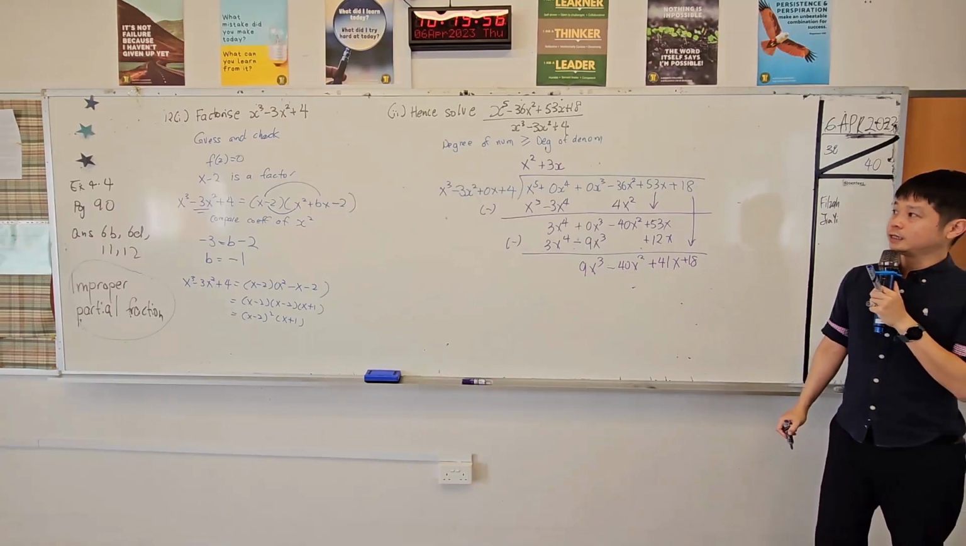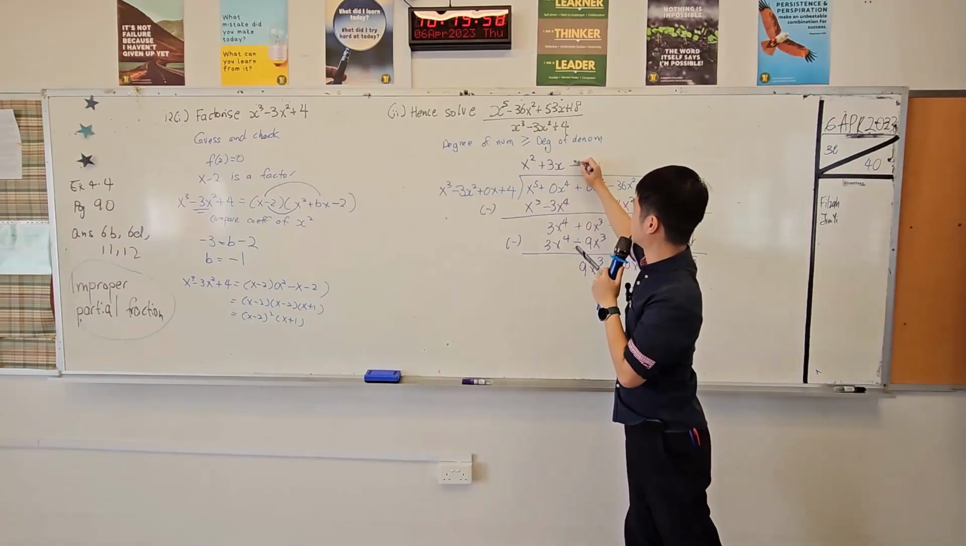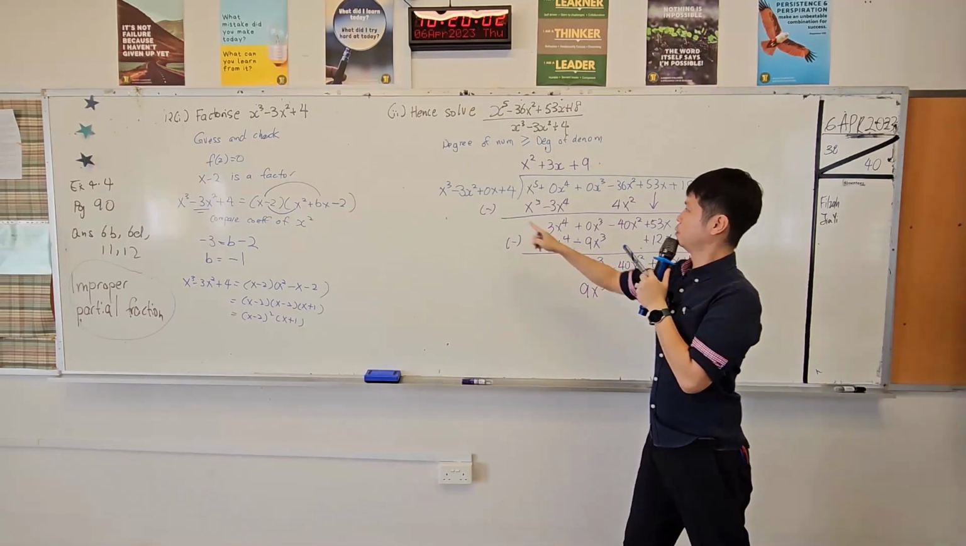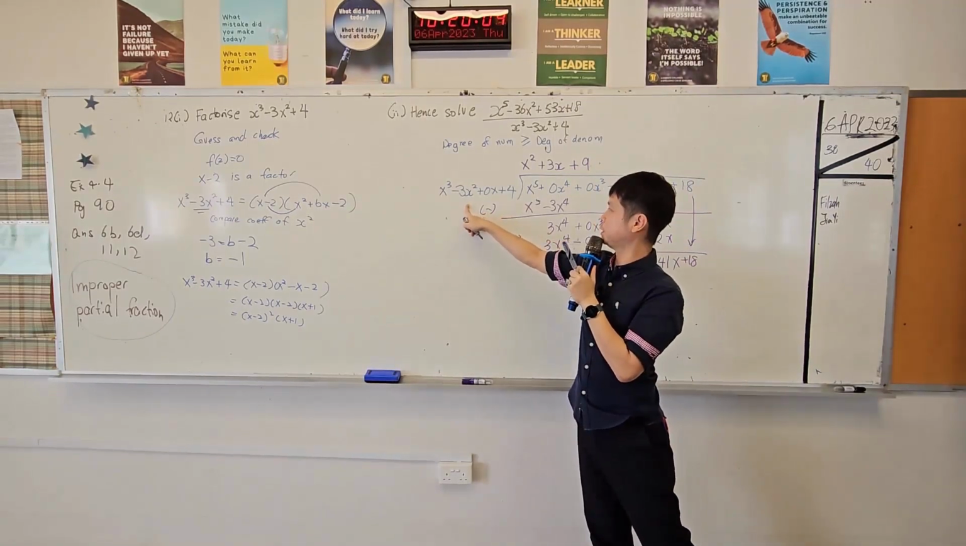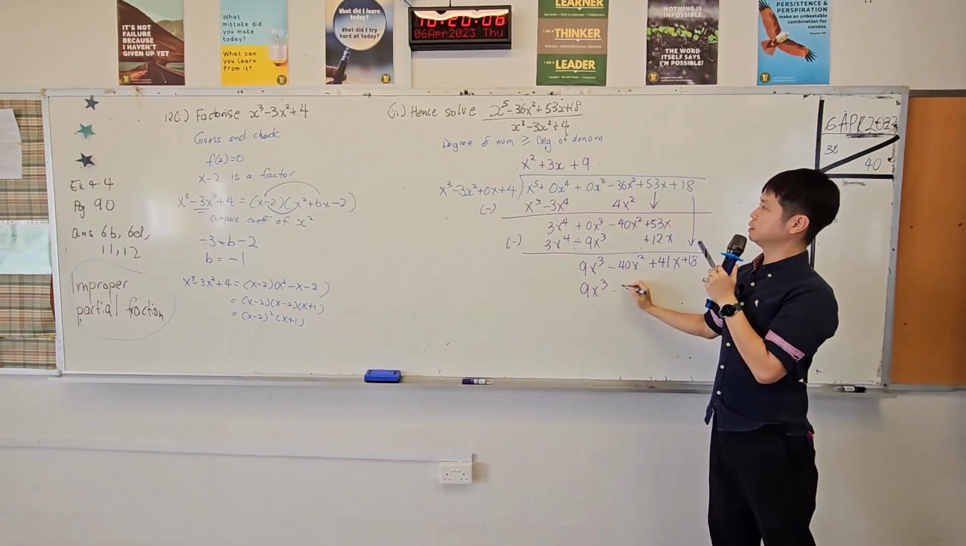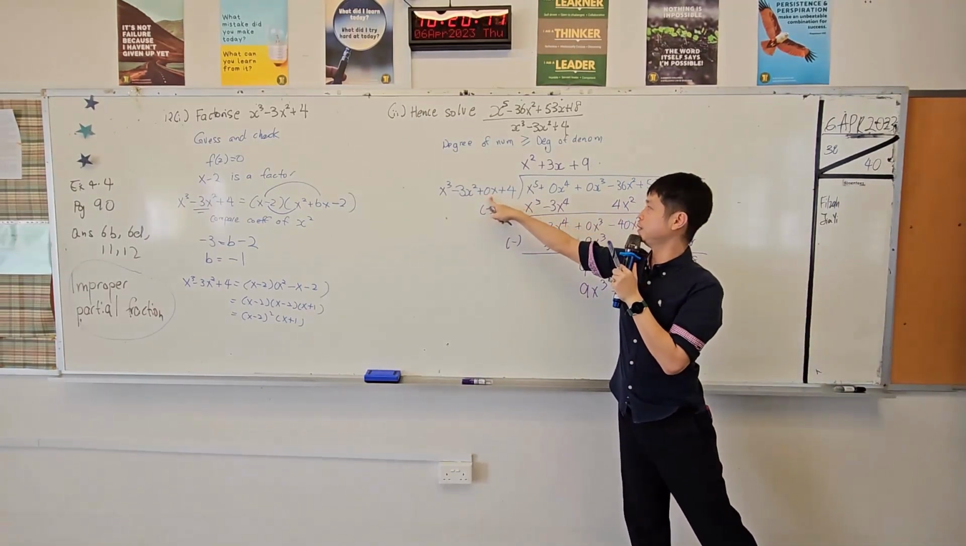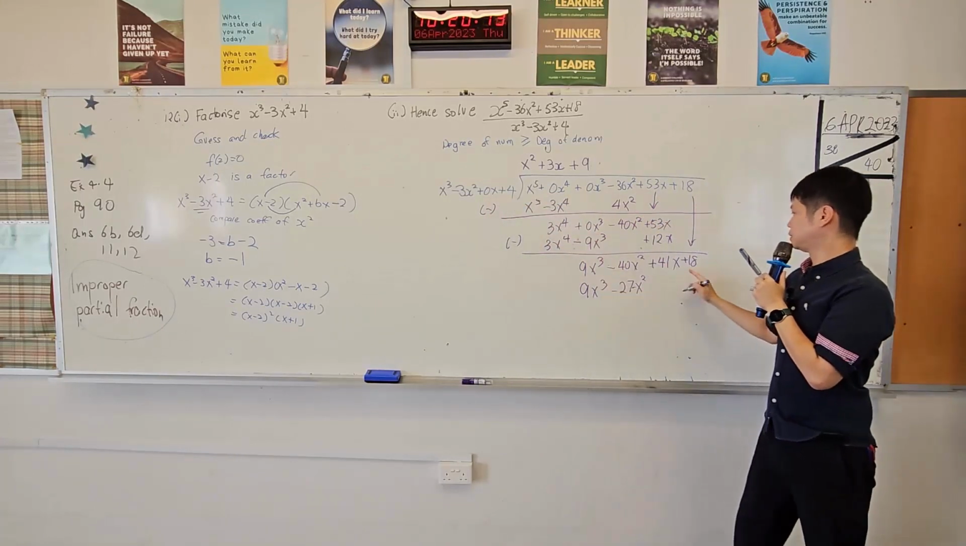Finally, I will have to plus 9. I will have 9x cubed. You put your finger here. Just make sure that you do every one. Minus 27x squared. You can skip. Plus 36. Do it here.